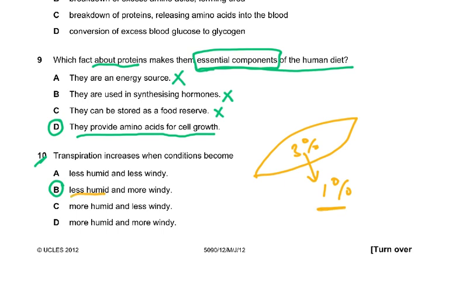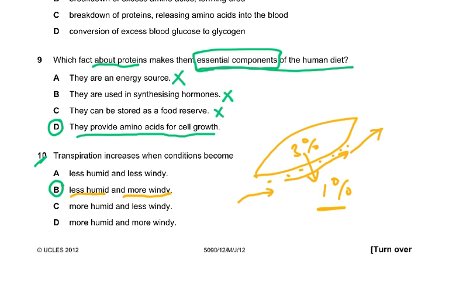So less humid outside and more windy. Why would windy help? Because it will carry away the water vapors which have been diffused out. And these water vapors will be carried away, so a continuous gradient will remain. The inside air spaces have 3%, outside it has 1%. So the water vapors are going to diffuse out, and because there's wind blowing, it's going to carry away the water vapors. So there's less water vapor outside the leaf. So less humid and more windy.